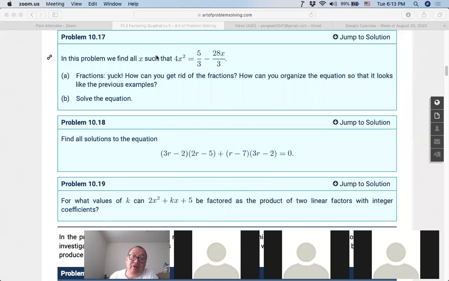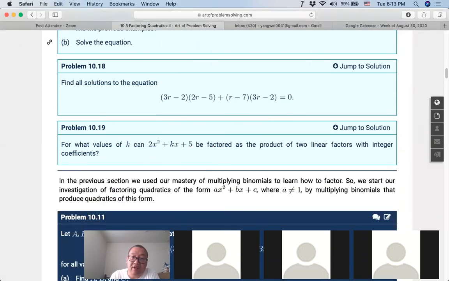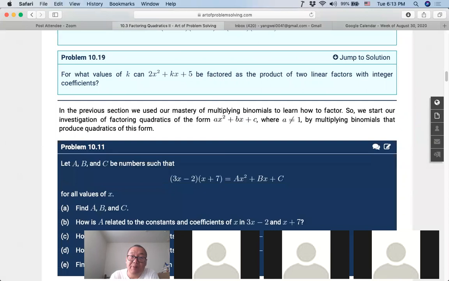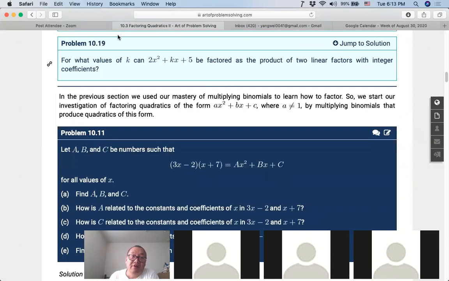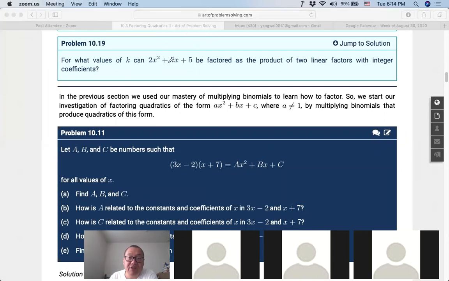Okay, so now let's do the last problem in this section. For 10.19, for what value of k can 2x squared plus kx plus 5 be factored as the product of two linear factors with integer coefficients? Okay, this problem asks you, what is this k? Make it so you can factor this one as a product of two binomials.